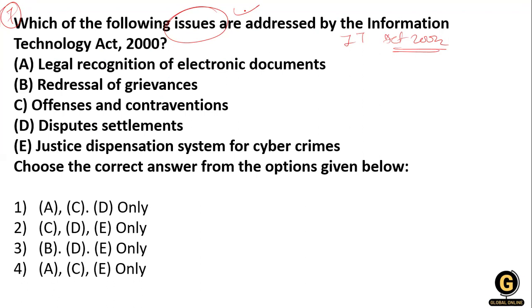After that, the offense and contravention, and next one, that is dispute settlement. The option of statement number E, the justice dispensation system for the cyber crime. Okay, so here what is the issue?